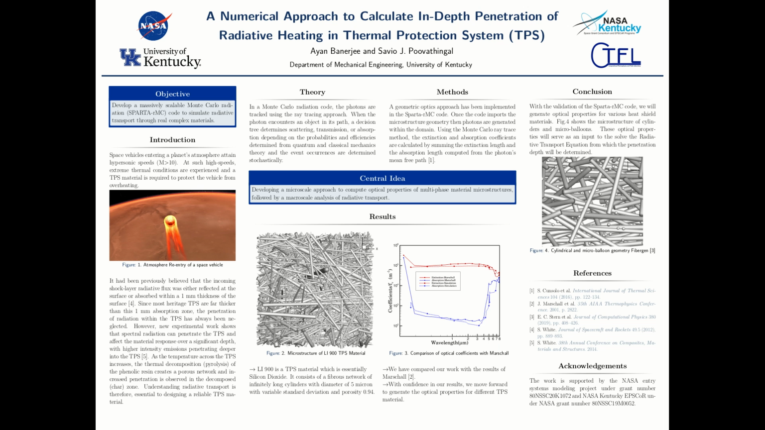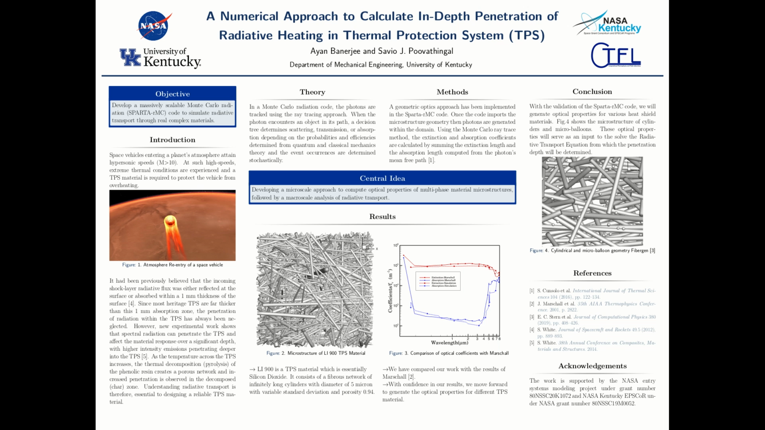The chemical composition of LI-900 is silicon dioxide, and the material essentially consists of a fibrous network of infinitely long fibers. It has a diameter of 5 micron with a porosity of 94% with a standard deviation.